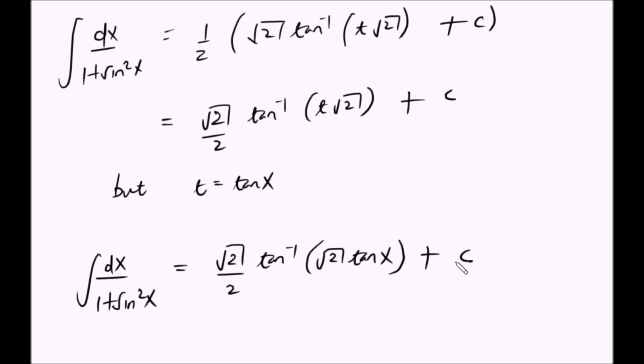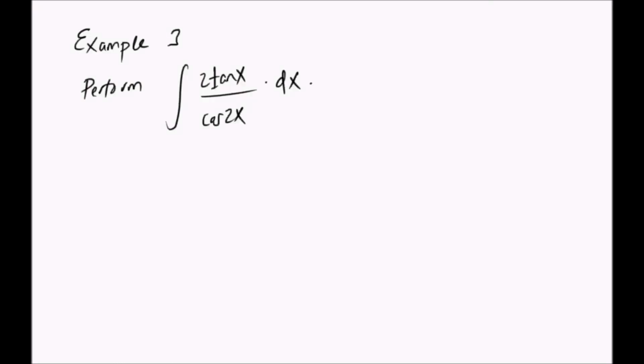So the method we used to do example 1 is the same method we have used to solve example 2. So let us now see example 3. So this is example 3. So as usual, to solve example 3, all we have to do is just let t is sawa na tan x. So we say dx itakuwa ni dt over t squared plus 1.